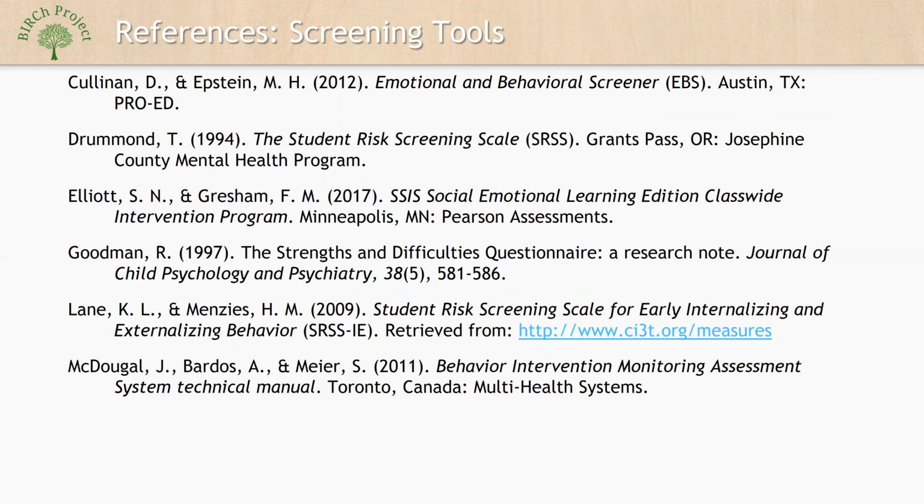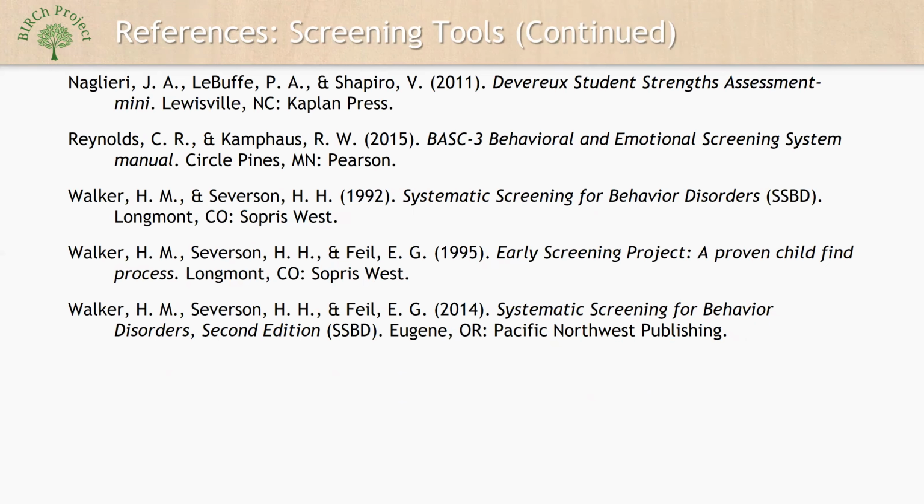So the emotional and behavioral screener, the student risk screening scale, the SSIS, SEL edition, the strengths and difficulties questionnaire, student risk screening scale for internalizing, externalizing. This website in particular, Lane Menzies, and the CI3T.org website can give you an overview of this particular screening tool as well as some other screening tools. The BIMAS by McDougall, Bardos, and Meyer. The DESA Mini by Naglieri, LeBuffe, and Shapiro. The BASC3 BESS by Reynolds and Kamphaus.